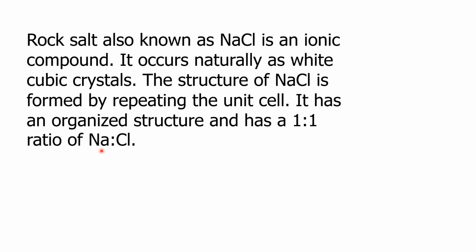Now, it has an organized structure and has a 1:1 ratio. Now, what does that mean? That means that we have one ion of Na and one ion of Cl. Now, let's see how its structure is.